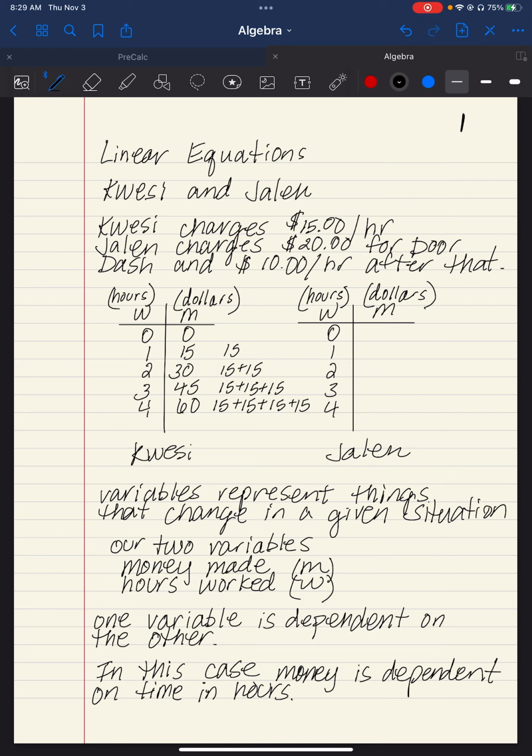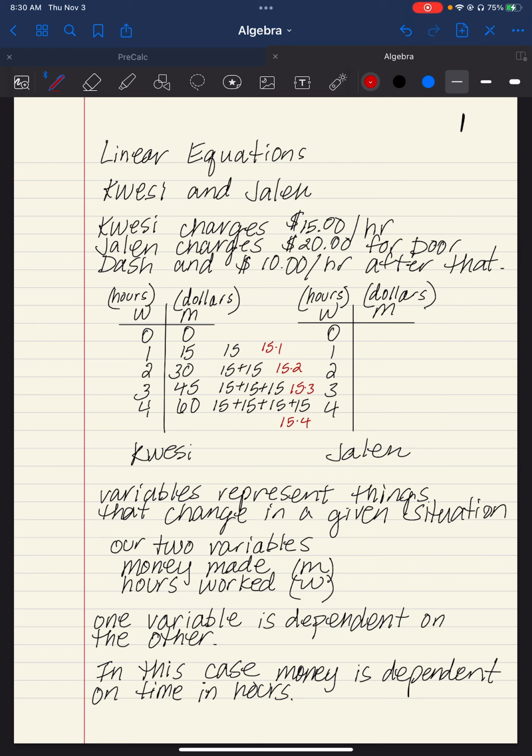So notice that it's counting by 15s, right? And what is multiplication? Multiplication is repeated addition of equal groups. That's what multiplication is. So now I'm going to write these same things, except this time I'm going to write it using multiplication. So we're going to say this is 15 times 1. This here is 15 times 2. This here is 15 times 3. And this last one is 15 times 4.